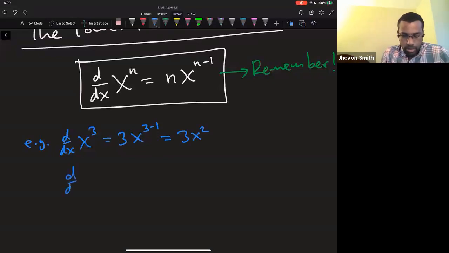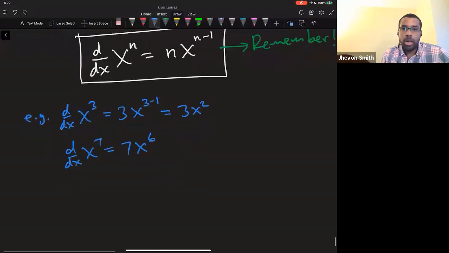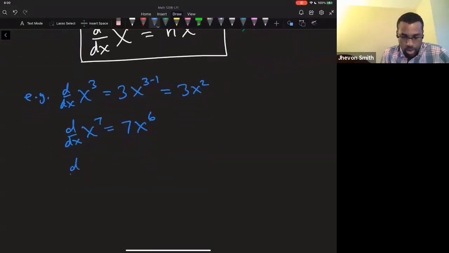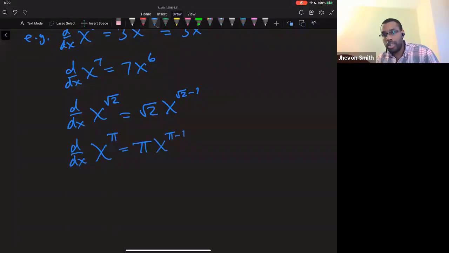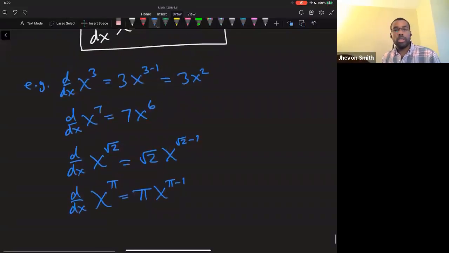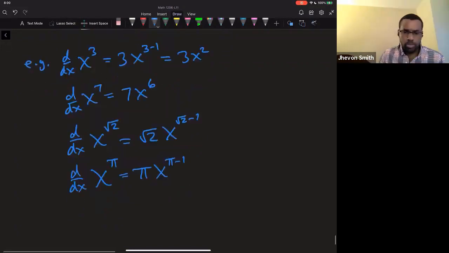The derivative of x to the 7, well, that's 7x to the 6. You bring the power down, subtract 1. The derivative of x to the radical 2 is radical 2, x to the radical 2 minus 1. The derivative of x to the pi, well, that's pi x to the pi minus 1. It doesn't matter what the constant is. You move it down in front, subtract 1. That tells you the derivative of x to a power.